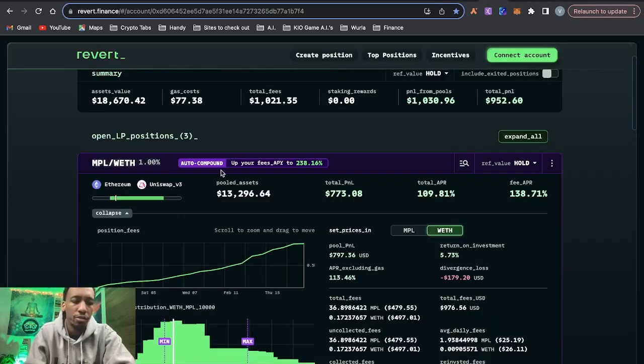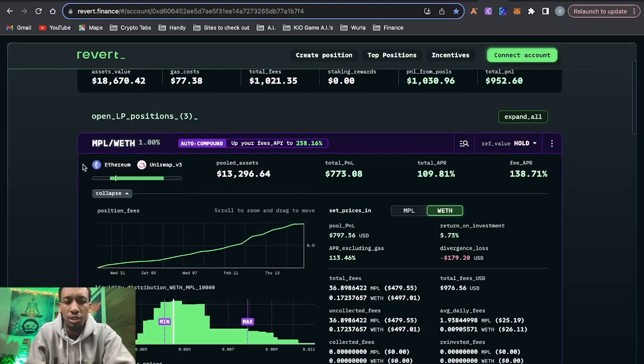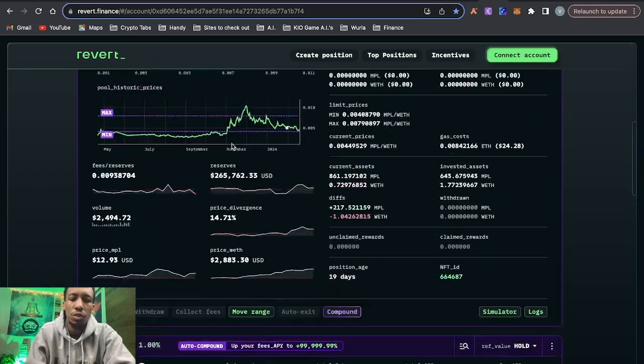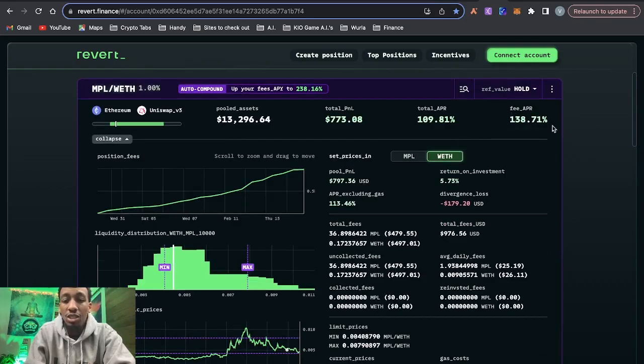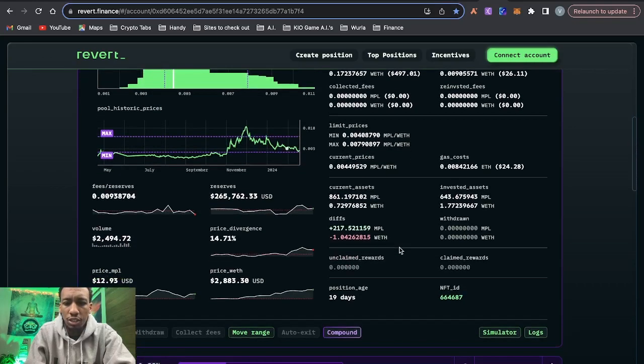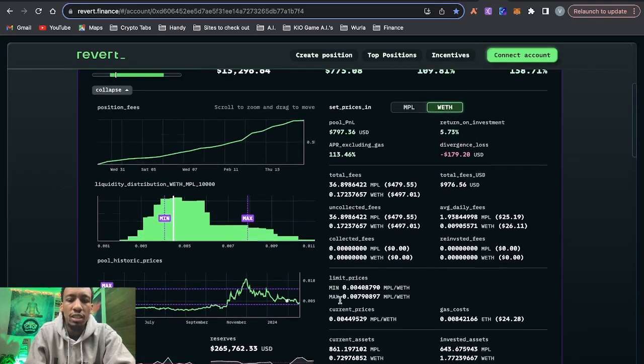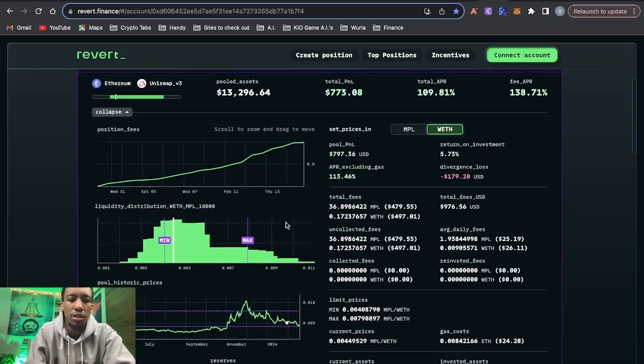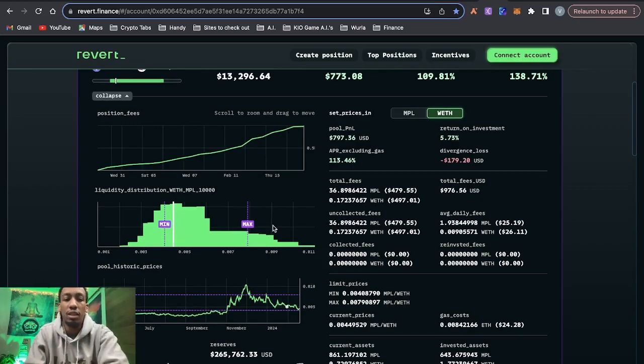Okay, so here we are on Revert Finance, which shows your pool positions. You just connect your wallet. So I have 2 Maple ETH pools on this particular wallet. On this one, I'm getting 138% APR. As you can see, I've been in this one for just 19 days, so a little over 2 weeks. And I've already made $773 from doing absolutely nothing, right?